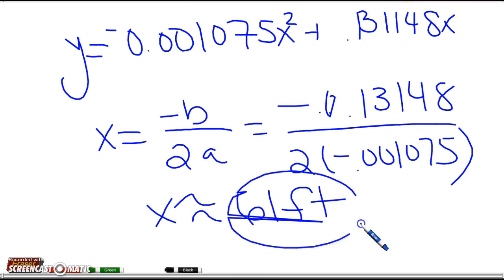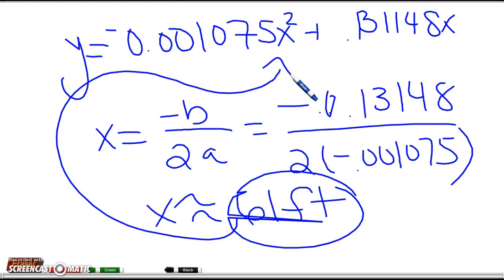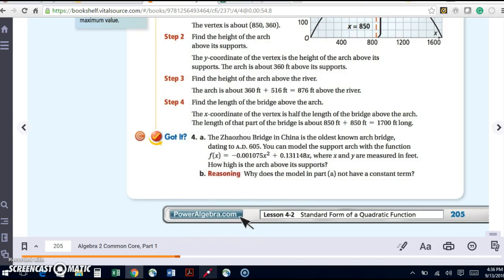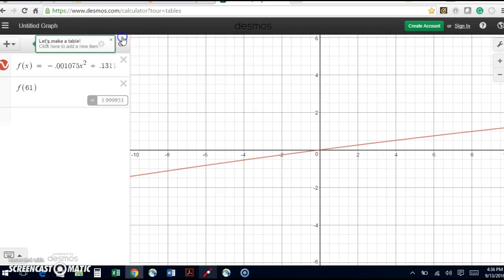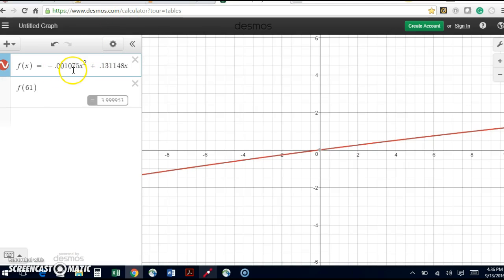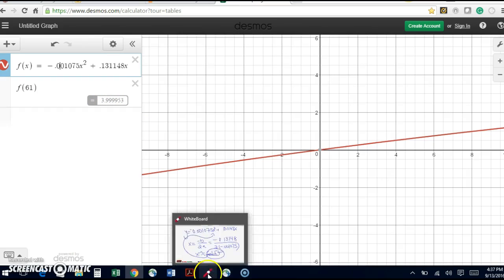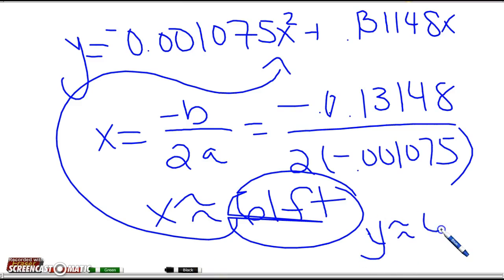Now I need to take this 61 feet and plug it back into this equation. So that'll be negative 0.001075 times 61 squared plus 0.131148 times 61. I'm going to cheat a little bit and use my free graphing calculator at www.desmos.com. I plugged in the equation negative 0.001075x squared plus 0.131148x, and I made it f of x, and I asked for what is f of 61, and it gave me 3.999. So I'm going to say my y value is 4. So y is around 4 feet. It's a really short arc.